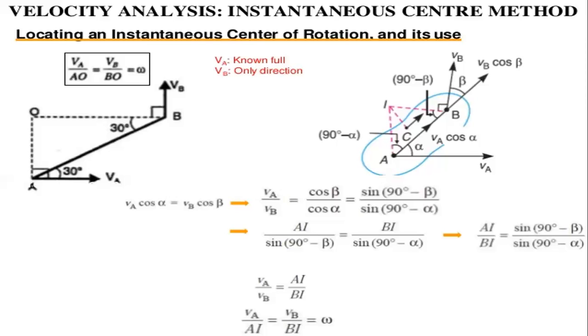And next, we are taking only the velocities of these directions, that is velocity of A and velocity of B. So taking it in both directions, it is obtained as cos beta by cos alpha.